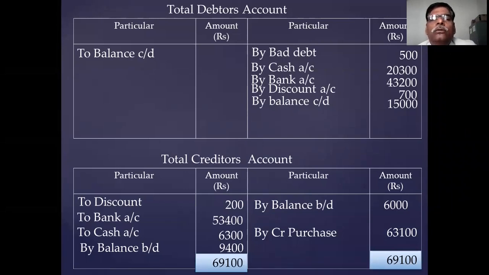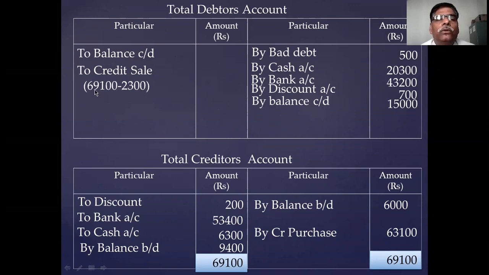Okay, now come to the debtors account. In the debtors account, we will record the credit sale. The credit sale is to be found with the help of total sale and cash sale. Cash sale is already calculated in the cash book. Credit sale is equal to total sale 69,100 minus cash sale 2,300. So credit sale is 66,800. Okay, credit sale is calculated.